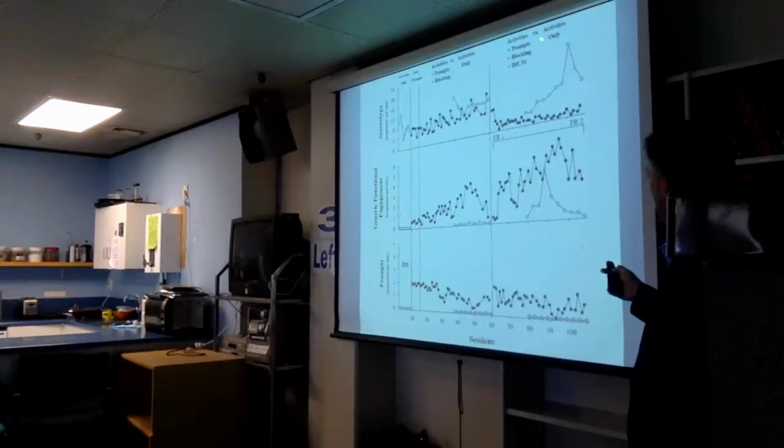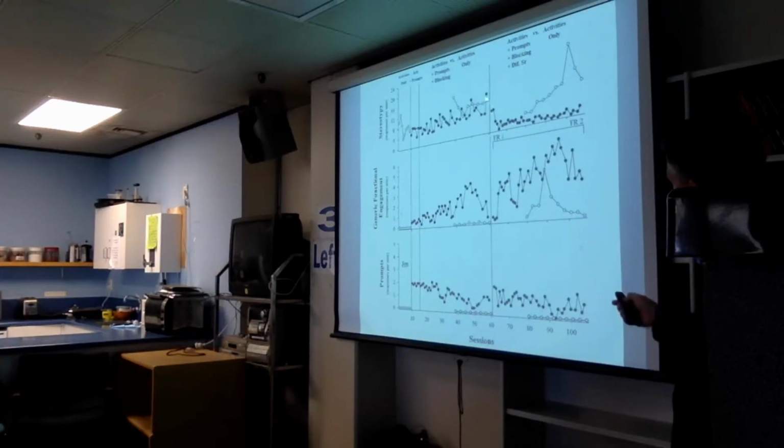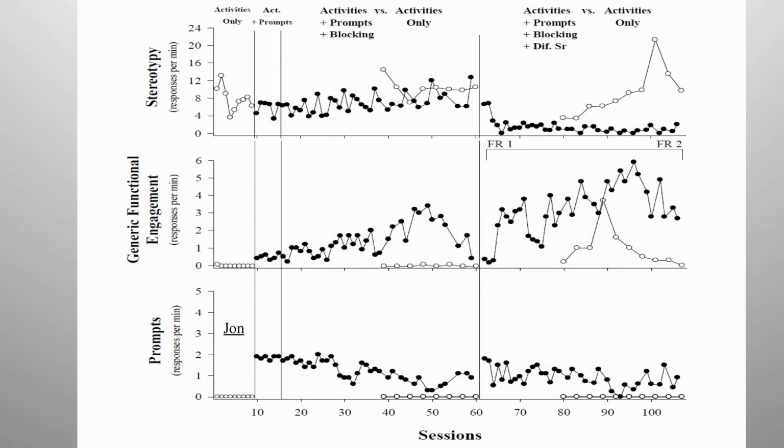But here, when we add differential reinforcement, we see that the stereotypy goes down to near zero or zero levels in many sessions. A return to baseline shows that it's higher, so this demonstrates functional control over this addition of differential reinforcement. Let me make it clear what this looks like.